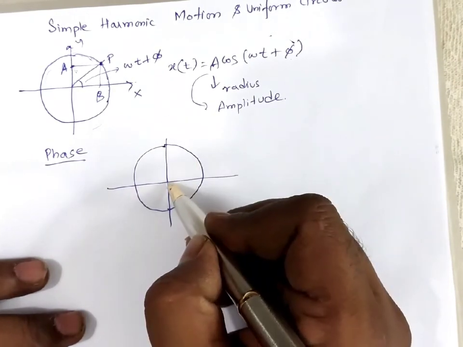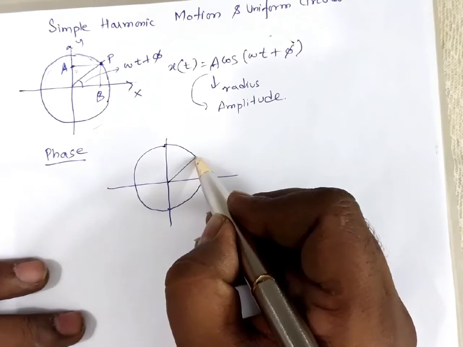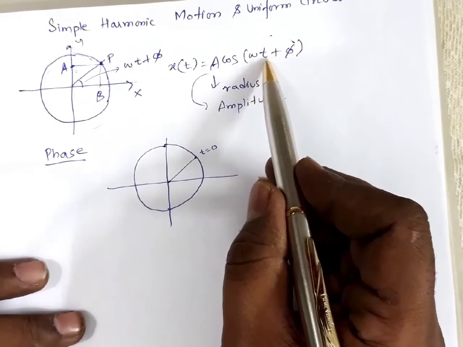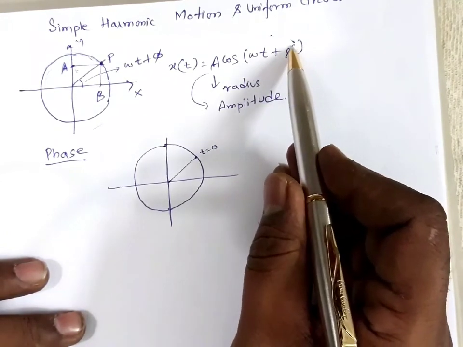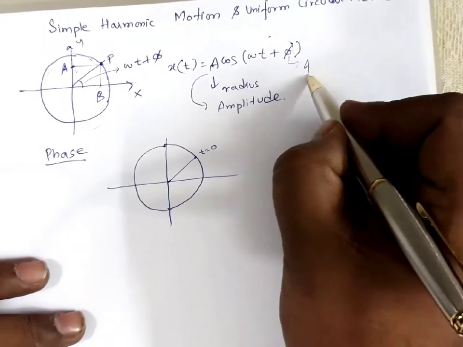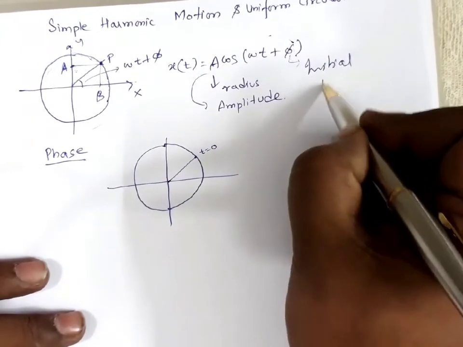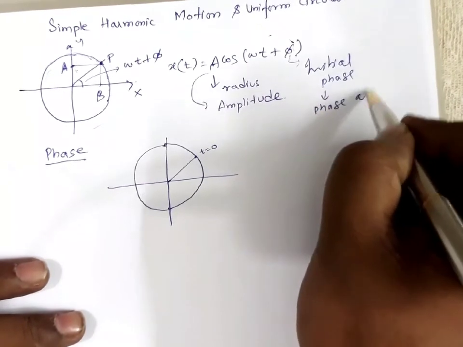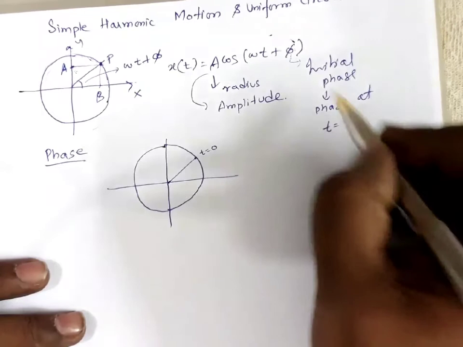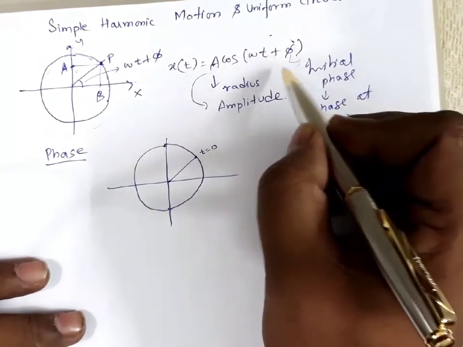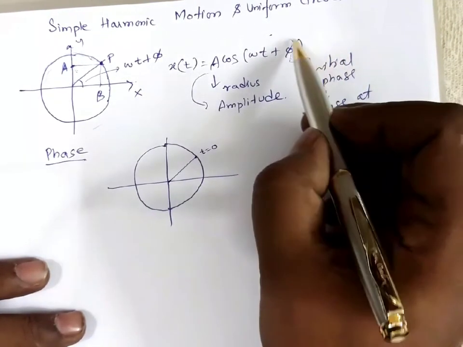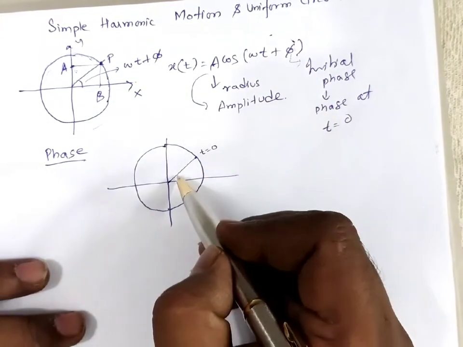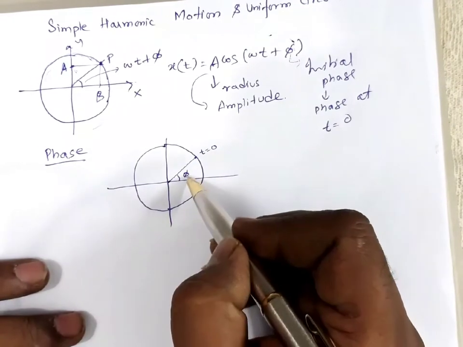Now suppose at t equal to 0, the particle is at this particular position. Now remember this cos(omega t plus phi). So omega t plus phi is the phase and phi is the initial phase. What do you mean by initial phase? The phase at time t equal to 0. If I substitute t equal to 0 in omega t plus phi, I get phi. The entire thing is called the phase. Phi is called the initial phase. So at t equal to 0, the phase is phi.